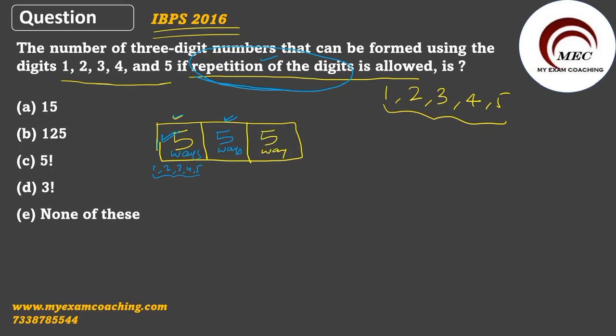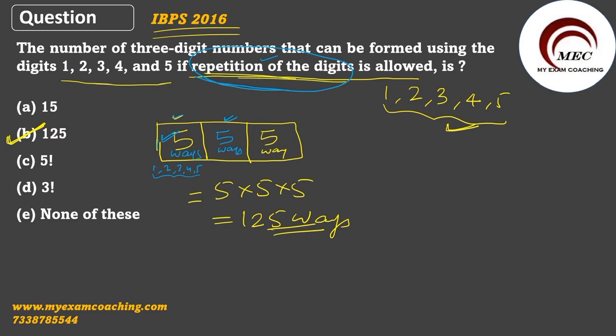That means the total number of different ways I can make is equal to 5 into 5 into 5, which is 5 into 5, 25, 25 into 5, 125 different ways I can make the numbers. So what is the total number of 3-digit numbers? 125. So 125 different numbers I can make using the digits 1, 2, 3, 4, 5. Understand the concept very clearly. Here repetition of the digits is allowed. That is why everything will be 5 into 5 into 5.